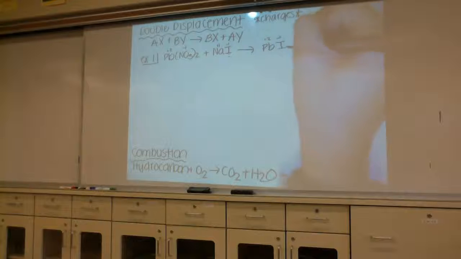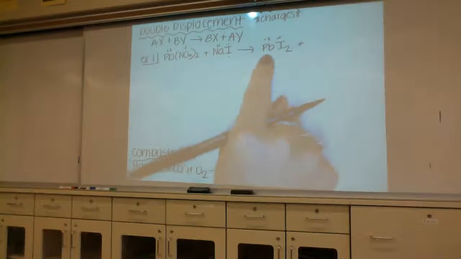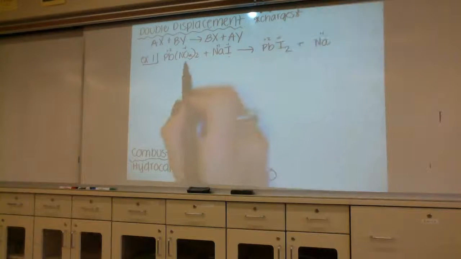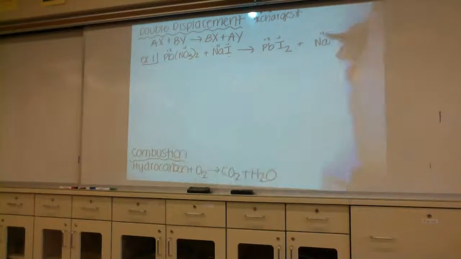If you crisscross those, you get PbI2. Plus, now I've used Pb, that's my first positive. My second positive is Na plus 1, and my second negative here is NO3, which is a minus 1, so those two will cancel out, okay? So I'm good to go there.